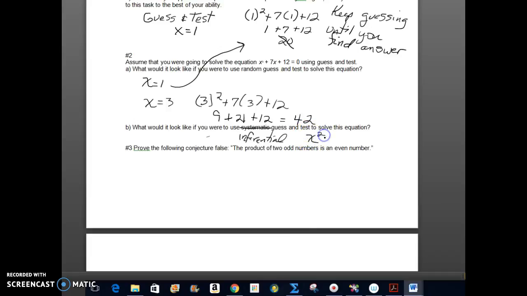Inferential means you know something mathematically that makes your guesses good guesses, okay? I'm going to give myself some space down here. If I look at this, think to yourself, what kind of number is x squared going to be? Anytime you square a number, you're going to get a positive answer, right? And when I add 12 to that positive number, it's going to be more positive, right? If I need to get back to 0 again, that means I'm going to need x to be negative.